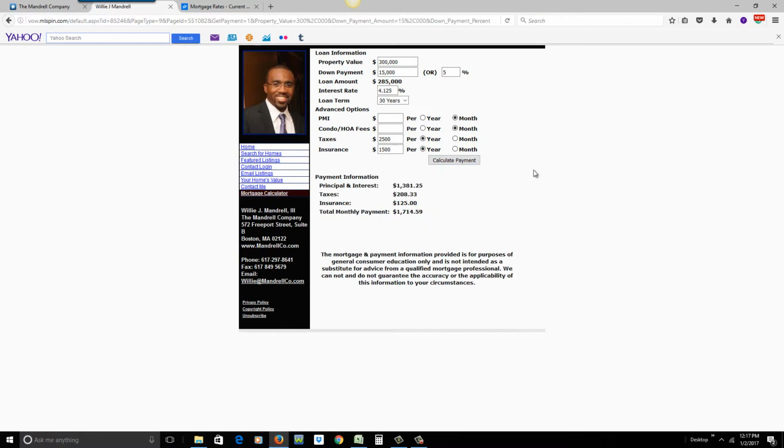I'm going to calculate my payment. You're going to have a principal and interest payment of $1,381. And if you escrow, which means you pay all your taxes and insurance with your mortgage payment, which is most common, you're going to have taxes and insurance for a total payment of $1,714.59. So if you bought a house for $300,000 and put 5% down over 30 years at this particular interest rate with these taxes and this insurance, this is what your total mortgage payment would be.